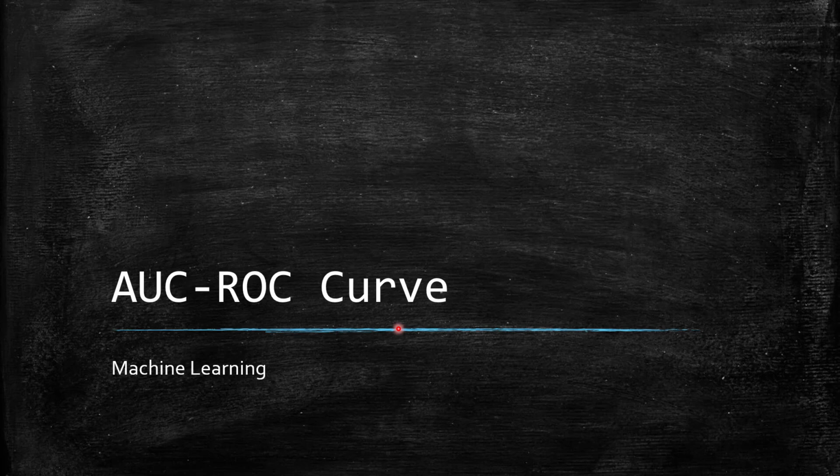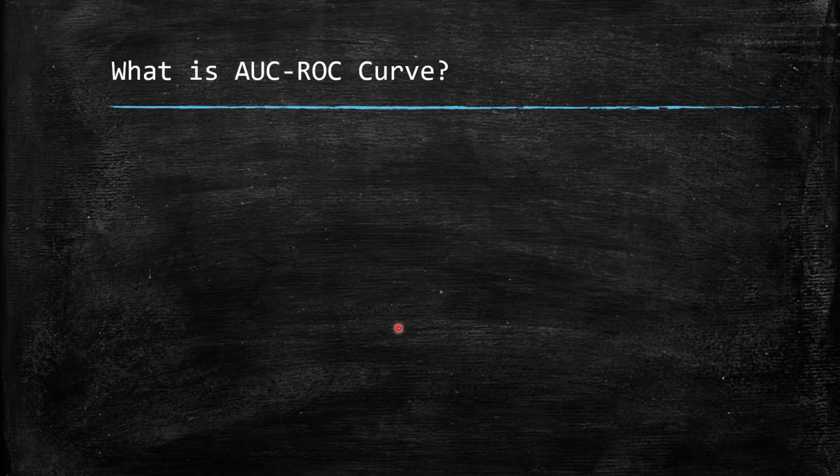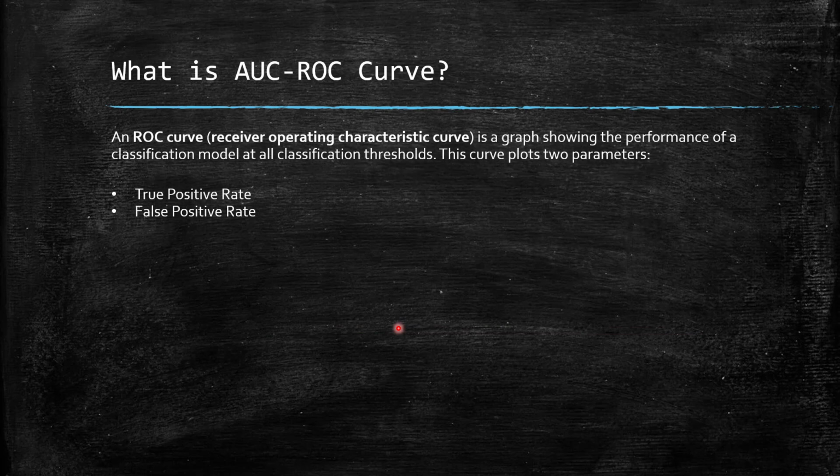Now what is AUC and ROC curve? By definition, ROC stands for receiver operating characteristic curve. It's a fancy name. We'll see the details about it very soon. It's basically a graph showing the performance of a classification model at different classification thresholds.